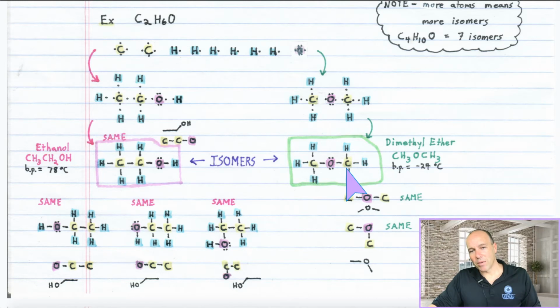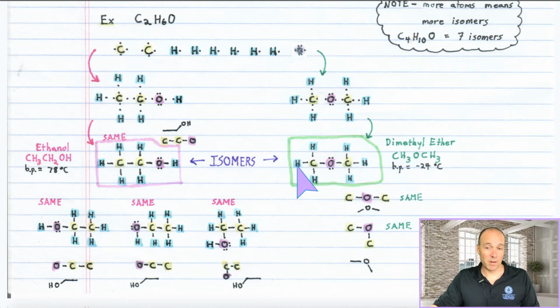Now looking at dimethyl ether, we can see that this is something completely different. There's no way to deform this structure and turn it into that one. You have to break bonds. Here you have oxygen connected to carbon and hydrogen, but over here it's connected to carbon and carbon. So you'd have to break bonds and reattach them in another way to get that. This is a different molecule entirely.